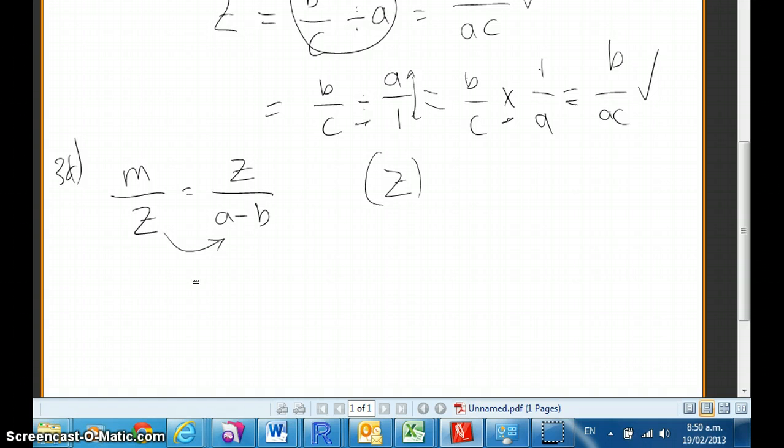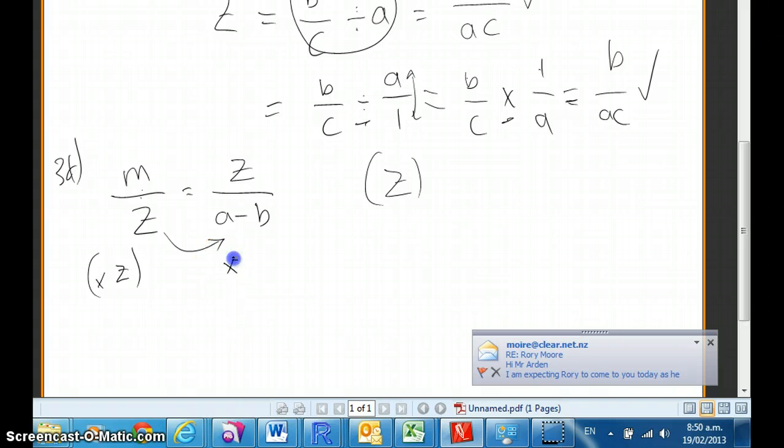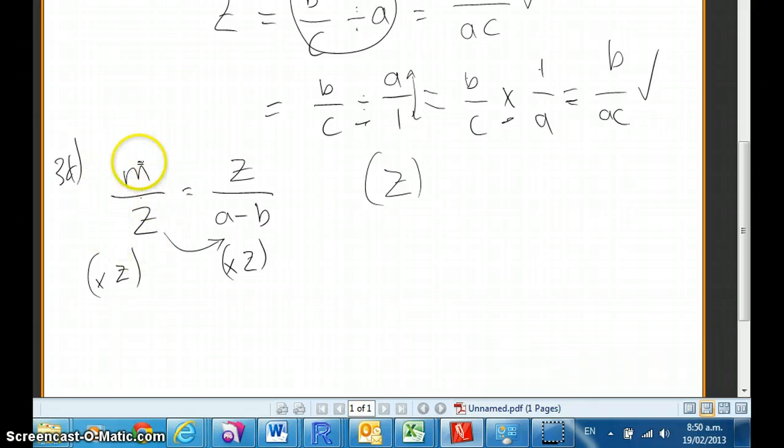That Z happens to be on the bottom of a fraction. To undo it, this means M divided by Z. How do I undo divided by? Times. Good. So in effect I'm going to times the left hand side by Z, and I'm going to times the right hand side by Z. If I times this side by Z, it cancels it out and I'm just left with M. And if I times the right hand side by Z, I will get Z squared. You see that? Z times Z is Z squared.